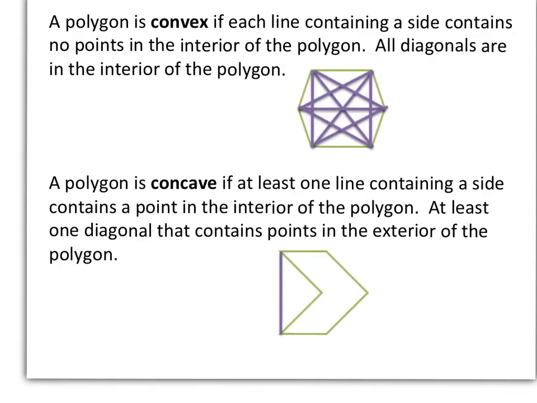A polygon is convex if each line containing a side contains no points in the interior of the polygon. All diagonals are in the interior of the polygon, and we see that in our figure below. A polygon is concave if at least one line containing a side contains a point in the interior of the polygon, at least one diagonal that contains points in the exterior of the polygon. And you notice in our figure below, the one side points in. So that's why it's concave.